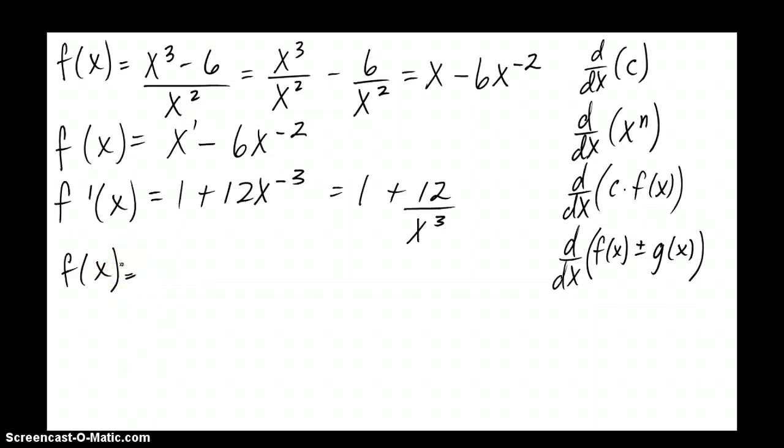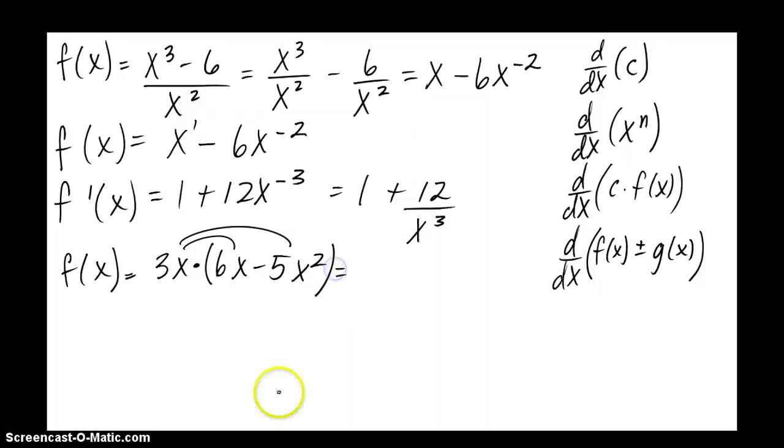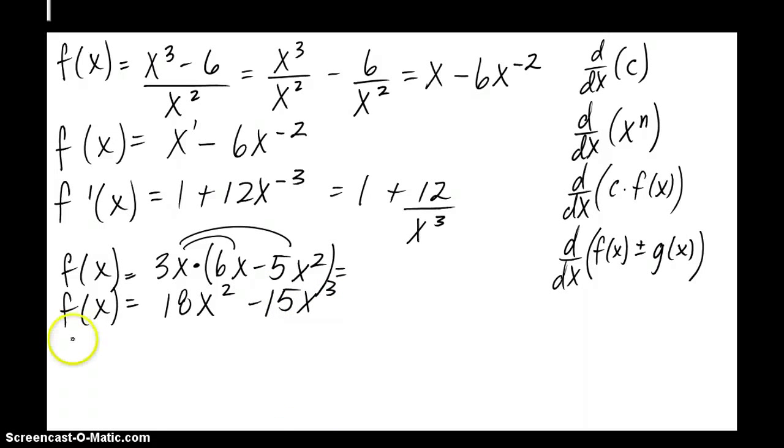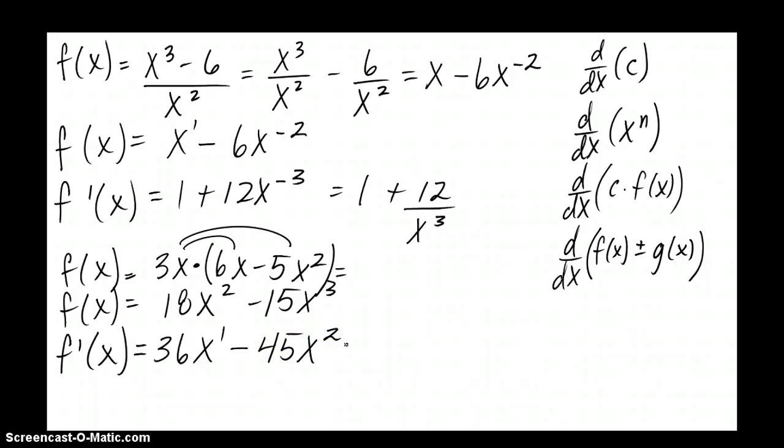Alright, if you have something that looks like this, 3x times 6x minus 5x squared. Again, you don't have a derivative rule if you're multiplying expressions. So algebraically, what can we do? We can distribute the 3x. f of x equals 18x squared minus 15x cubed. Now each of those individually is just the application of the power rule. 18 times 2 is 36, 2 minus 1 gives me x to the first power. 15 times 3 is 45, and 3 minus 1 gives me x to the second power.